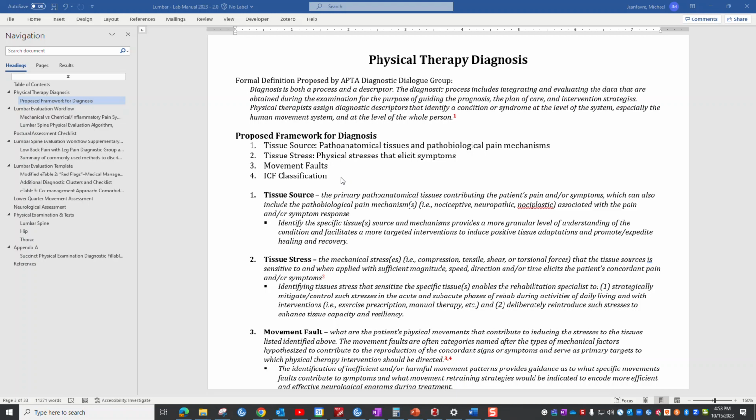Proposed framework for the diagnosis would include all of the following: tissue source, which is pathoanatomical tissue or pathobiological pain mechanisms; the tissue stress, the physical stress that elicits the symptoms from the tissue source, listed at number one; the movement faults, so it has an element of a movement analysis. The movement fault is usually the movement or movements that cause or induce the stresses that cause and elicit the symptoms from the tissue source. And then, consistent with the clinical practice guidelines of the APTA, the ICF classification.